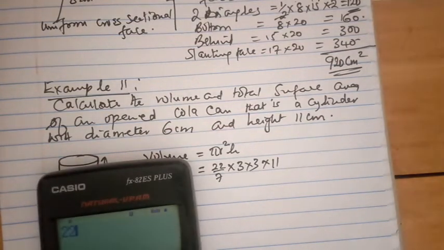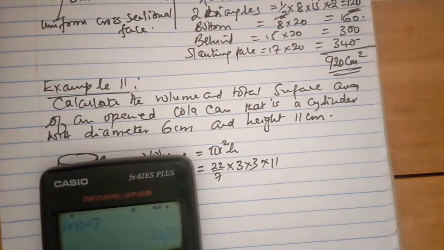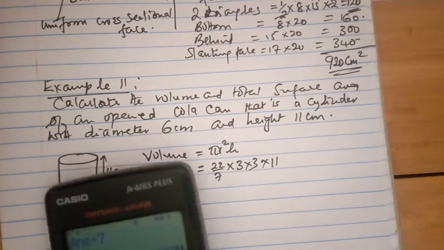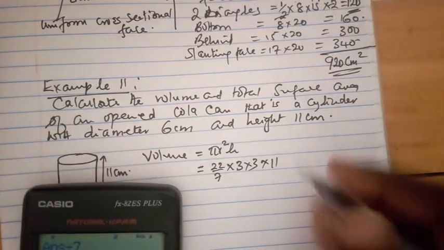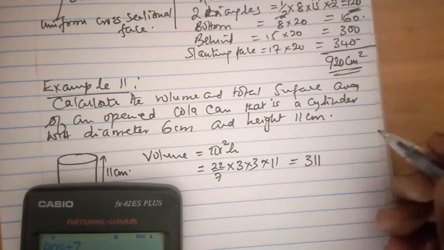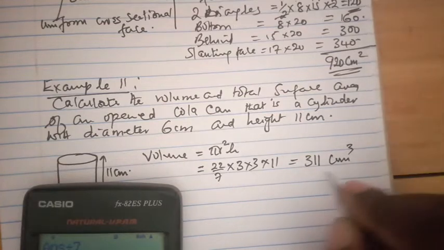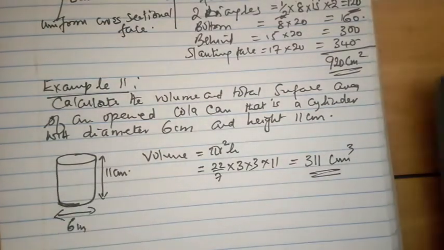Let's talk about 22 times 9 times 11, of course, everything divided by 7, and you get something like 311.1. This is 311 to 3 significant figures, centimeter cubed, and that is the volume.